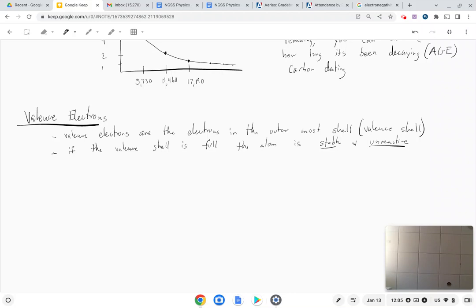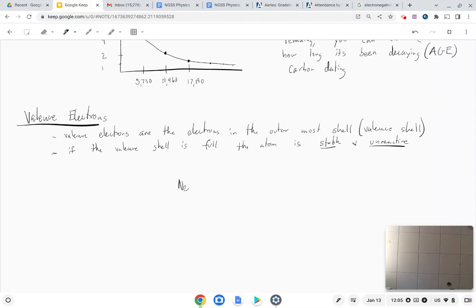Very unreactive. And the reason is because they're on the far right-hand column. That means that they have a full valence shell of electrons. They've got all 8 electrons in their valence shell. So what would that look like? Let's just take neon, for example.